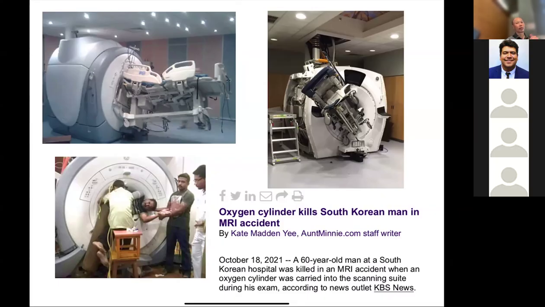Large things can be pulled into the magnet. And if there's someone in the magnet, that person is likely going to get killed. So that's one thing. The most common cause of death is oxygen cylinders being brought in and just flying into the magnet. And every year before I give this lecture, I see what has happened the past year.